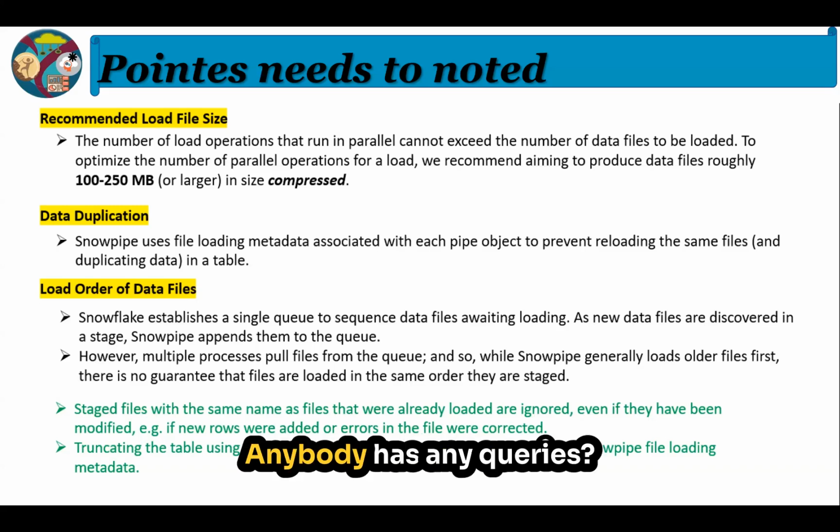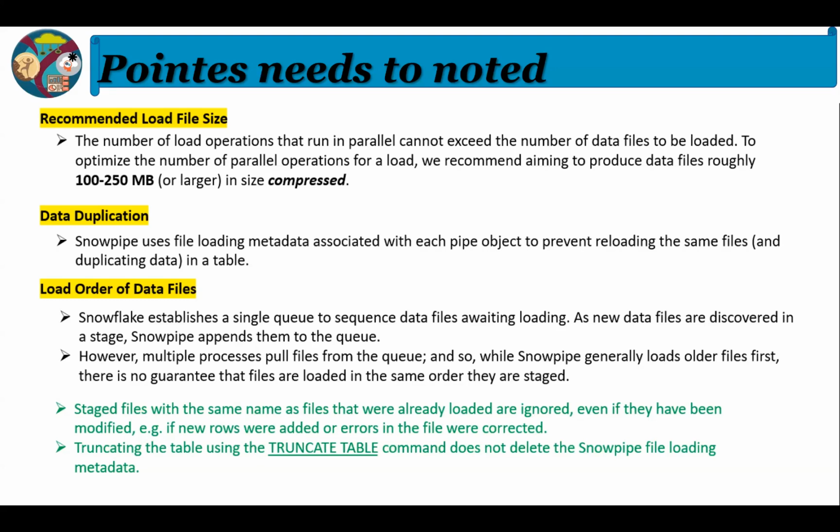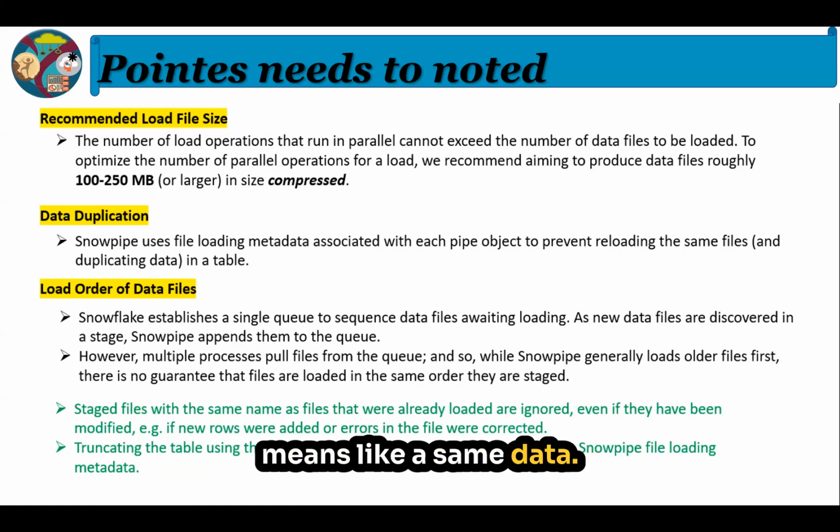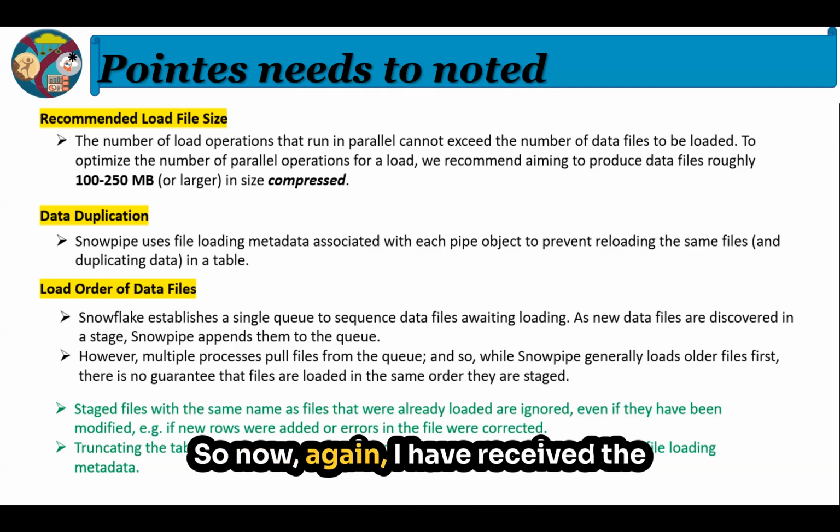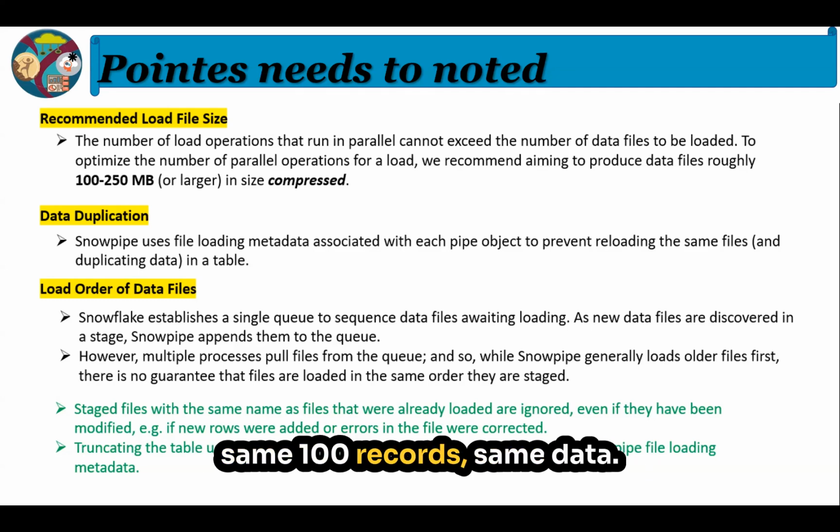Is it clear? Does anybody have any queries? Sir, what does data duplication mean? Data duplication means the same data. For example, I have received 100 records and loaded those 100 records into my table. Now, again, I have received the same file with the same 100 records, the same data.